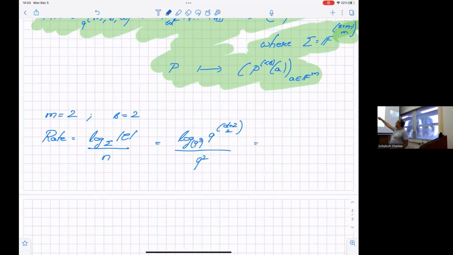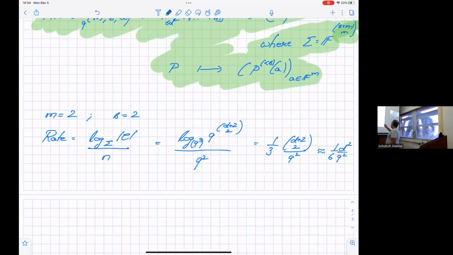So let's make it log to the base q. That will bring a 1/3 outside. That's 1/3. Then you have log q to the d plus 2 choose 2. That's exactly d plus 2 choose 2 divided by q squared. Once again, I'm going to think of b and q as large numbers. Therefore, this is approximately just b squared over 2. So this is roughly 1/6 b squared by q squared.